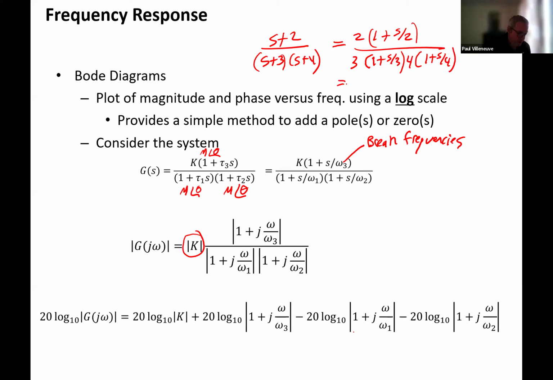So what I'm doing with this value of K is I'm moving it out front. Not equals, multiply: 1 plus S over 2, 1 plus S over 3, 1 plus S over 4. And this term way out front, this 2 over 12 or 1/16 or 1/6, this is our general scale factor.